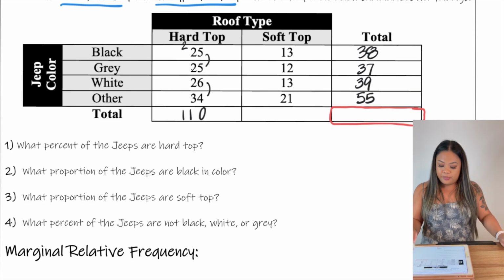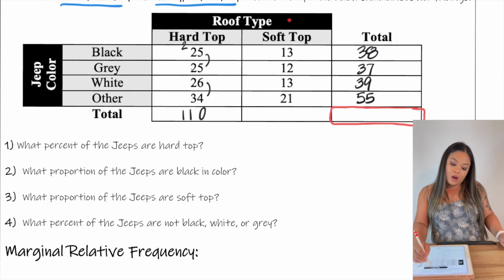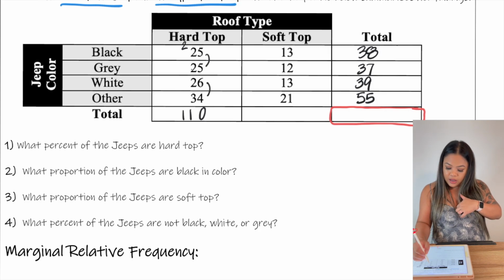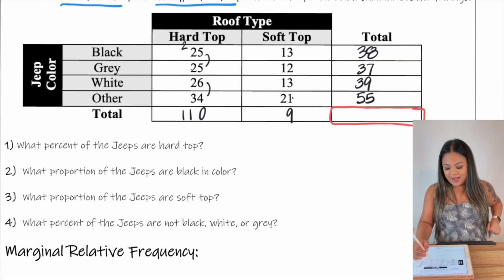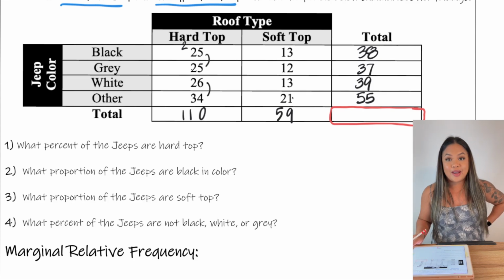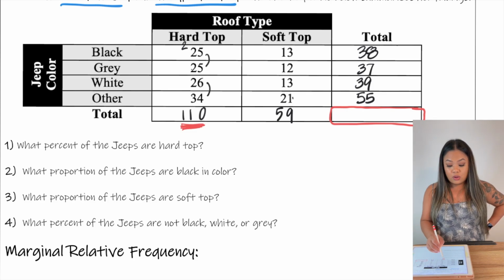Now, for soft top, looking at this column, right? These are all the soft top Jeeps there were on the website. Doesn't matter what color. Let's add these all up. 3 plus 2 is 5, plus 3 is 8, plus 1 is 9. And 1 plus 1 plus 1 is 3, plus 2 is 5. So I've got 59. Hopefully we got the same answers. So 110 is the total for the hard top. 59 is the total for the soft top. Total Jeeps, I've got 169. I hope you got that too.